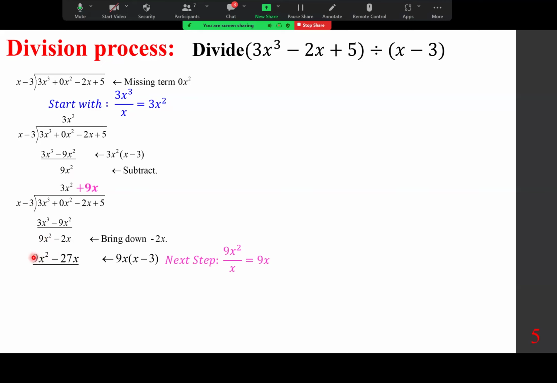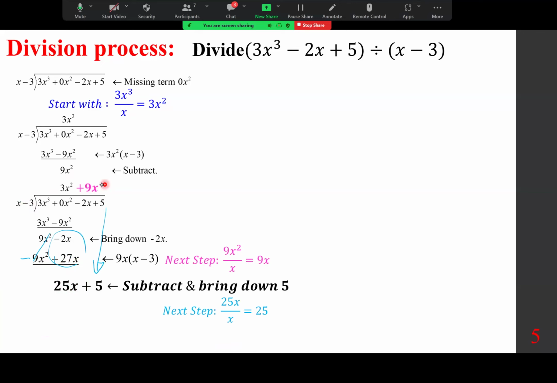When you subtract, you can change the sign here, another way of doing that, class. You can change the sign here to negative, this one to positive, these two cancel each other, and these two add up to 25x. And of course, we bring the 5 down. And we repeat the process. The first term is now 25x. Divided by the first term, x, it results in 25. So add 25 here. Multiplied by x minus 3, it results in 25x minus 75. And we are going to subtract again.